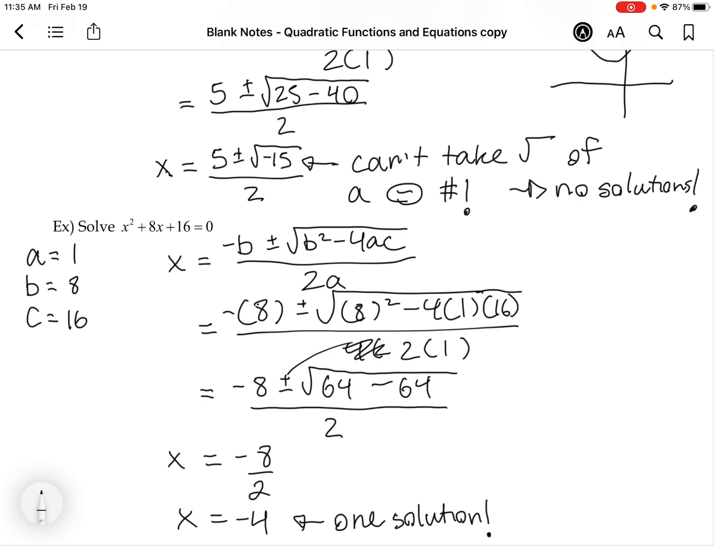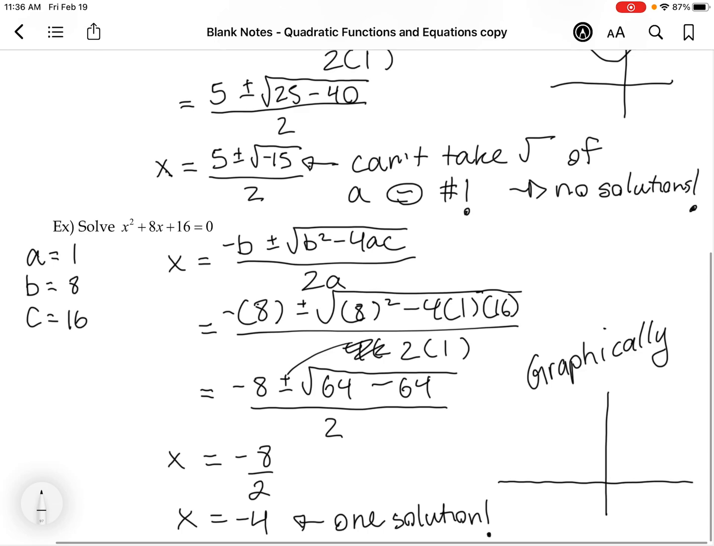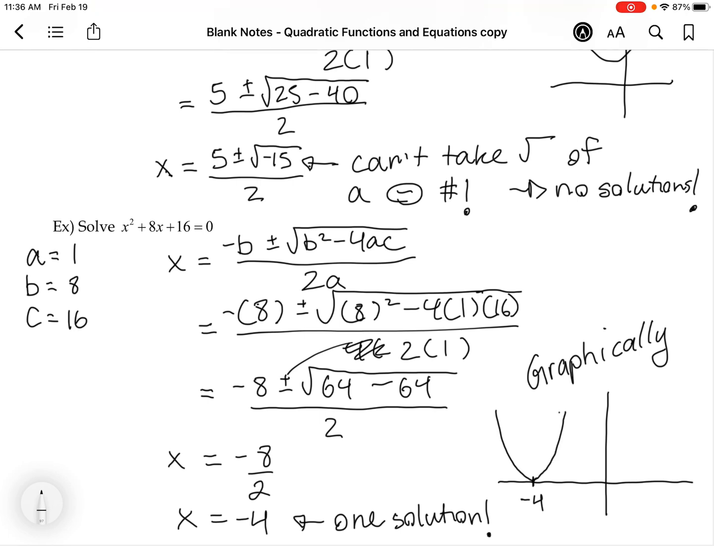Okay, graphically, remember what that looks like. If we were to graph the corresponding function to this equation, then the vertex would be on the x-axis. Here would be negative 4, and it would just touch like that. Okay, so that would be the one solution right there.